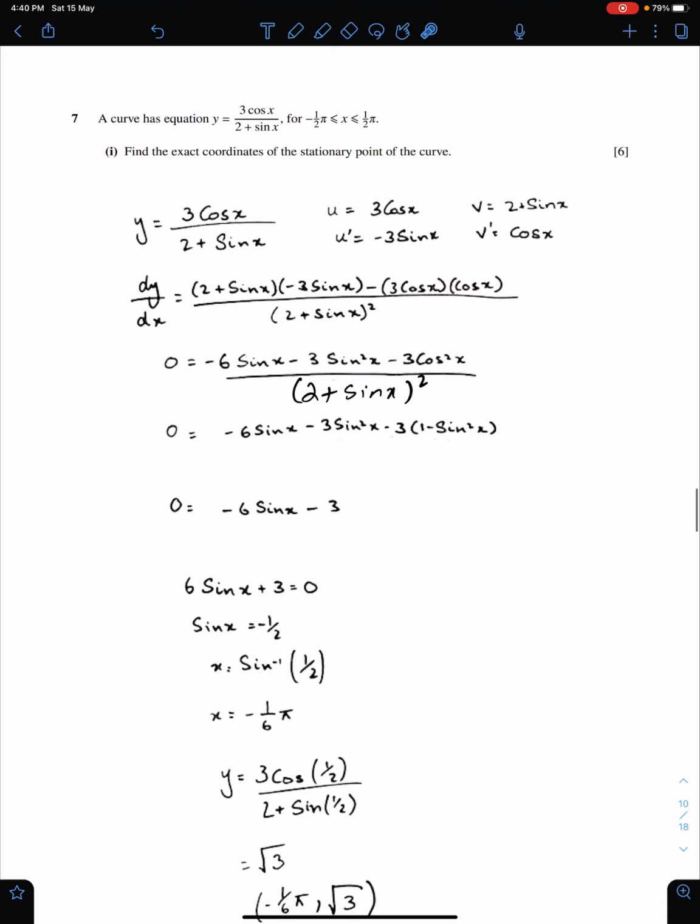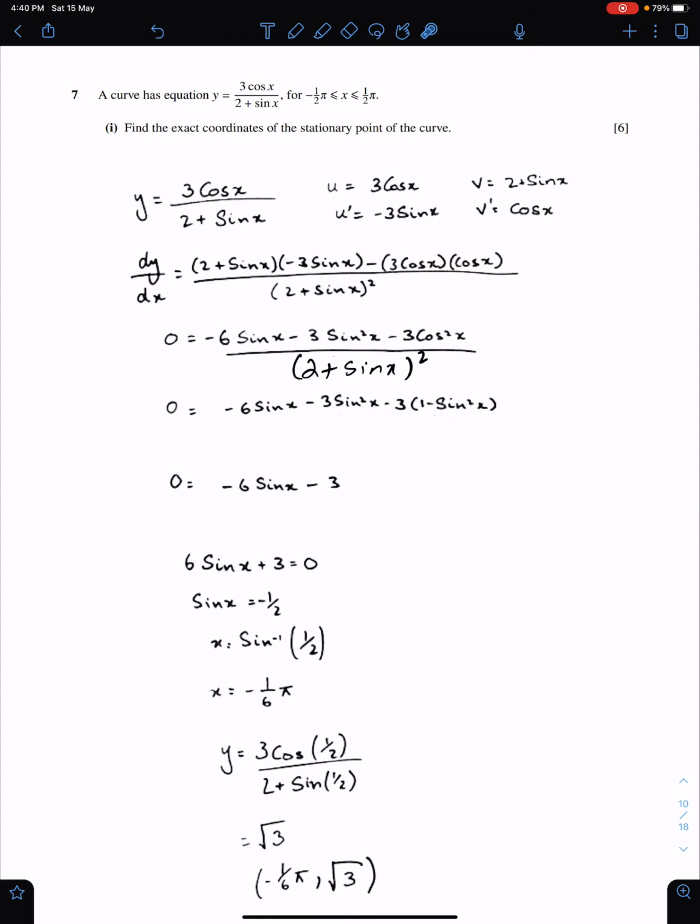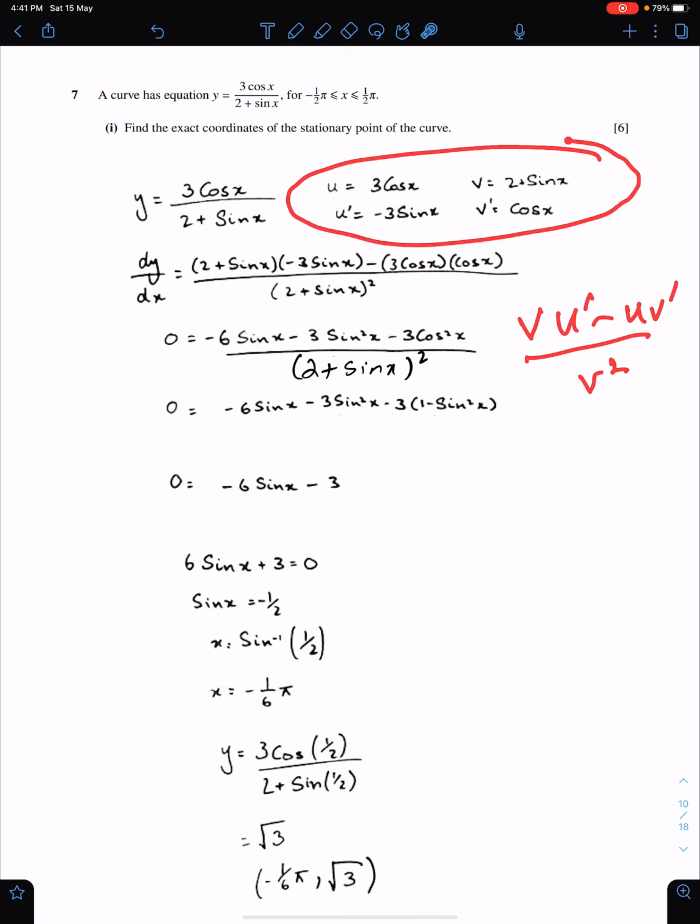Next question, number 7. A curve has equation for this domain. Find the exact coordinates of this stationary point. For that, you need to differentiate this curve with respect to x. And this is the u upon v rule, which is (v u prime minus u v prime) over v squared. We have everything. We just need to put everything into this formula.